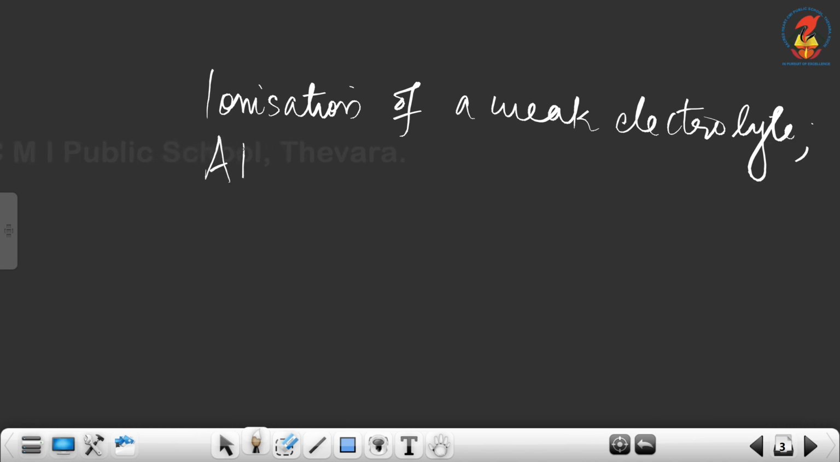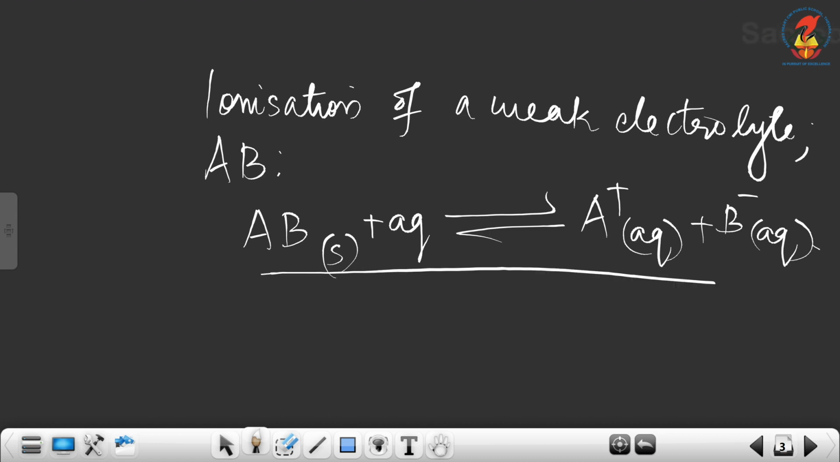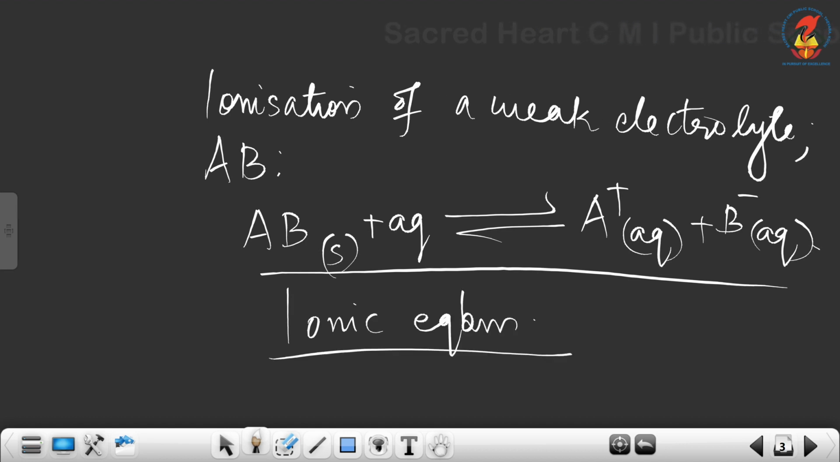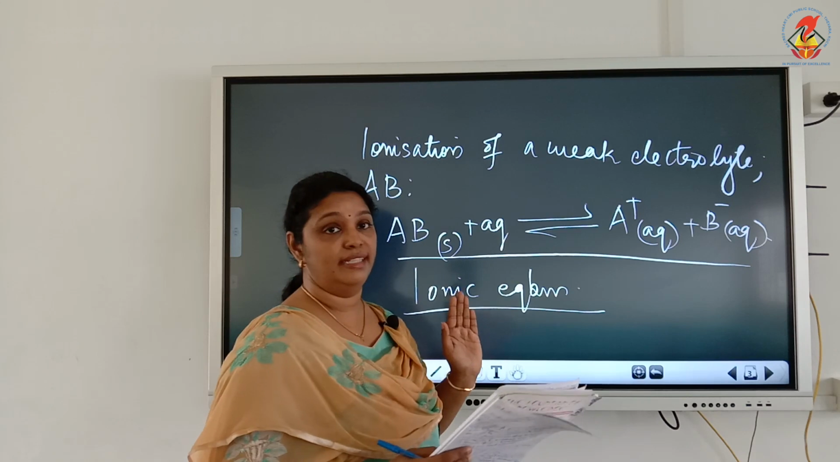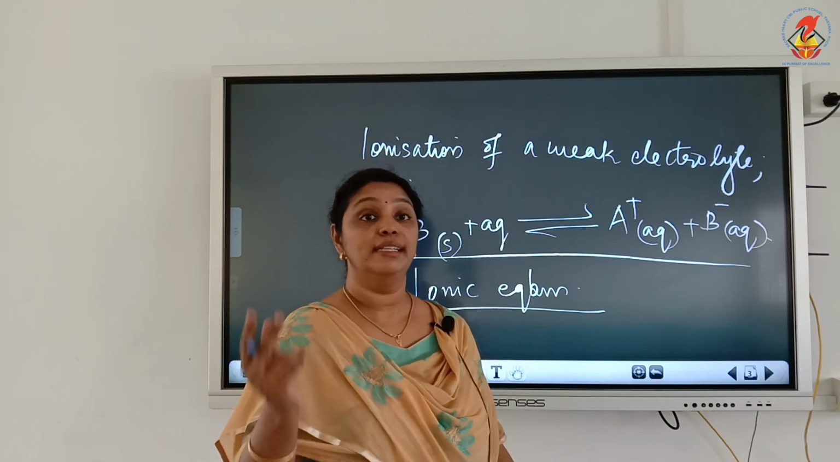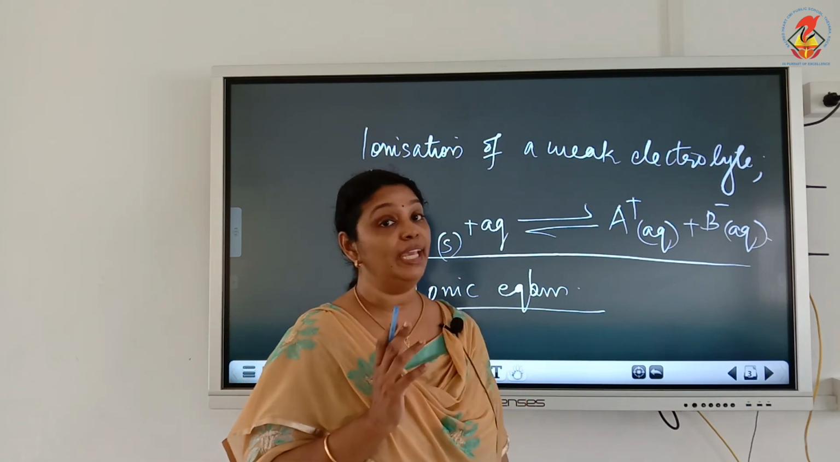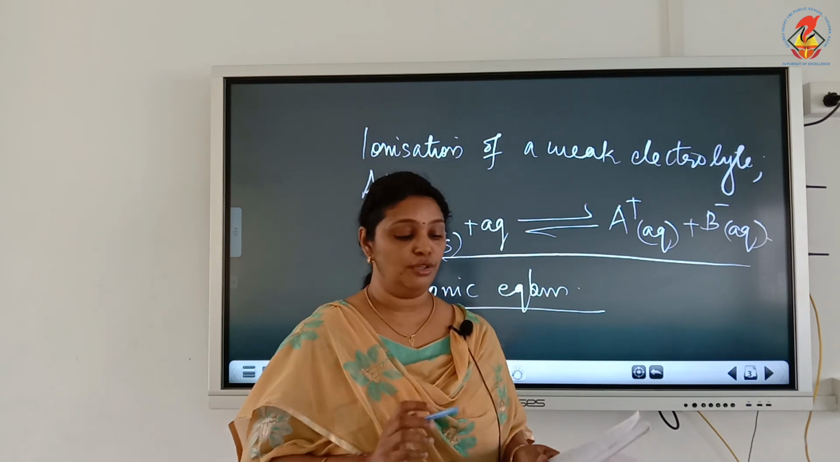Ionization of a weak electrolyte, AB, is written as AB (aq) gives A+ (aq) plus B- (aq). This type of equilibrium is called ionic equilibrium, meaning equilibrium involving ions. It is between the ions A+ and B- and the undissociated electrolyte, that is AB, because this is a weak electrolyte which is partially ionized in solution.